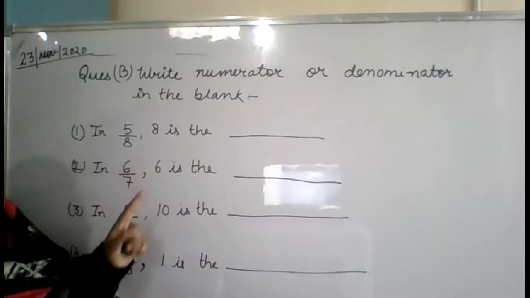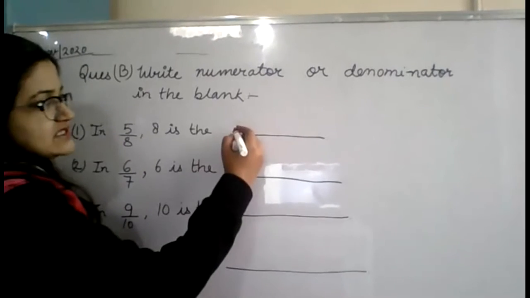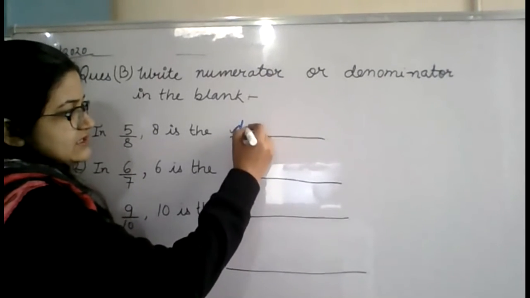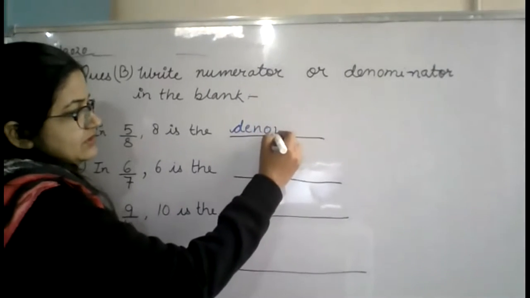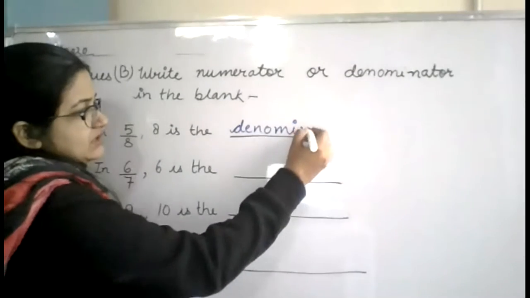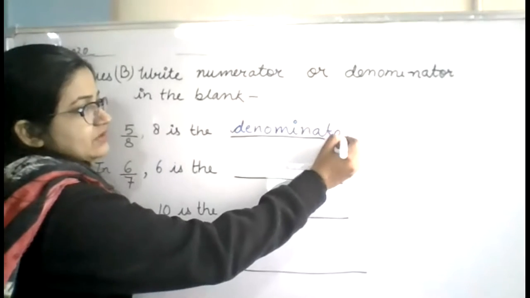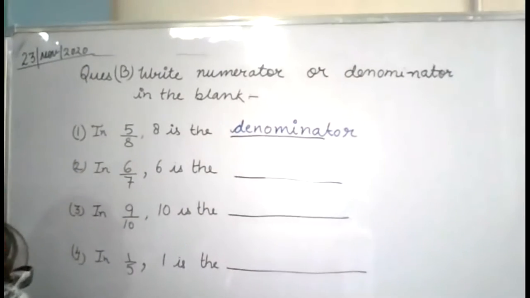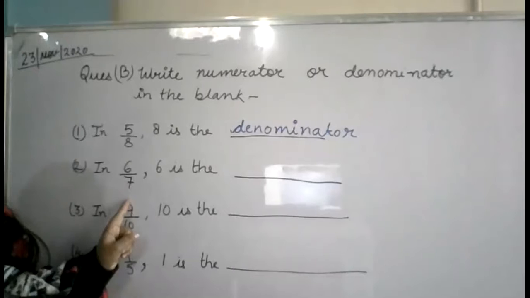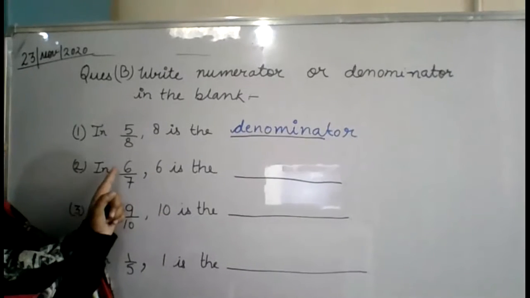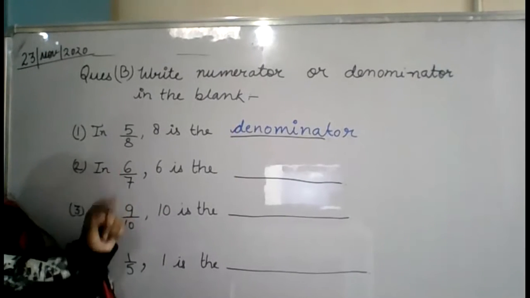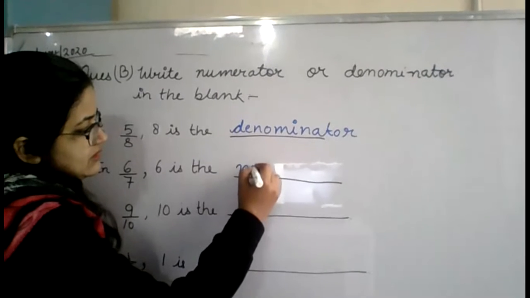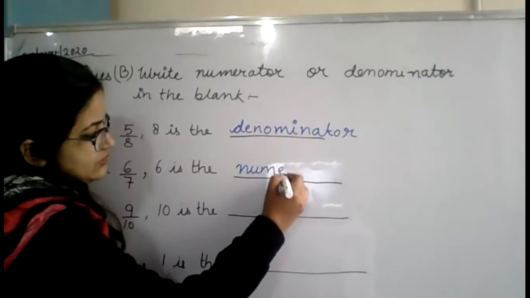Okay. In 5 upon 8, what is 8? In the previous class we have done this. It is the denominator. The lower one is the denominator, and the upper one is known as the numerator. In 6 upon 7, what is 6? 6 is up, that means it's the numerator.